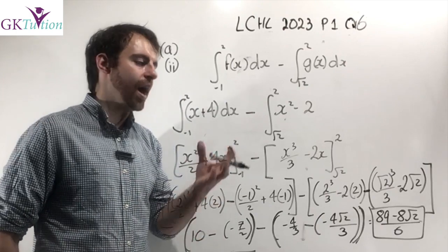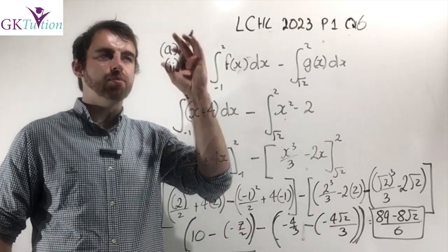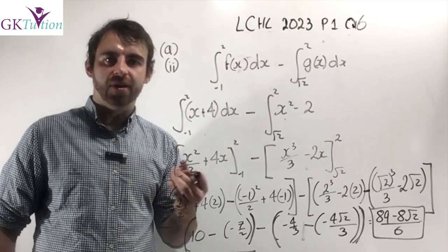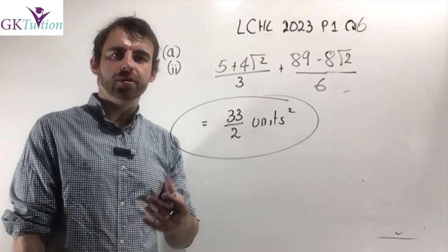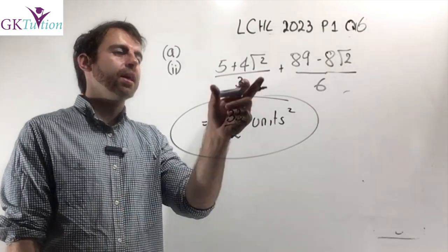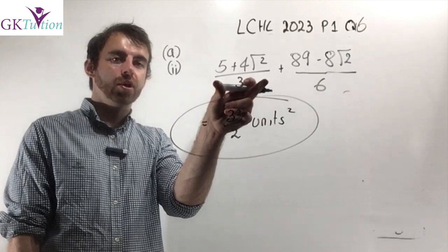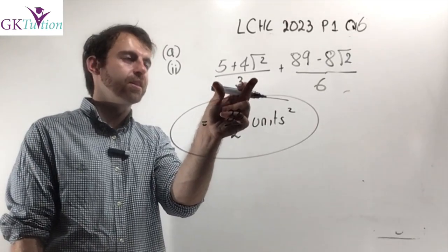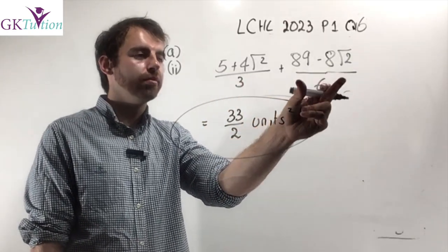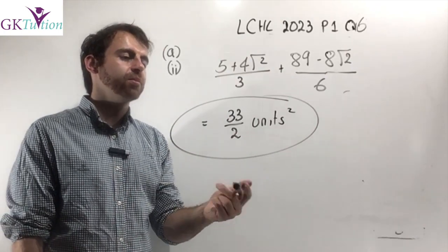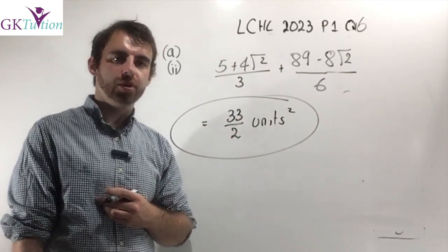All we have to do now is add up the bit below the x-axis and the bit above the x-axis and get our final answer. So we'll just take the two answers that we've worked out. The area below the x-axis in the shaded region is this. The area of the shaded region above the x-axis is this. You add them together and you get 33 over 2 units squared.